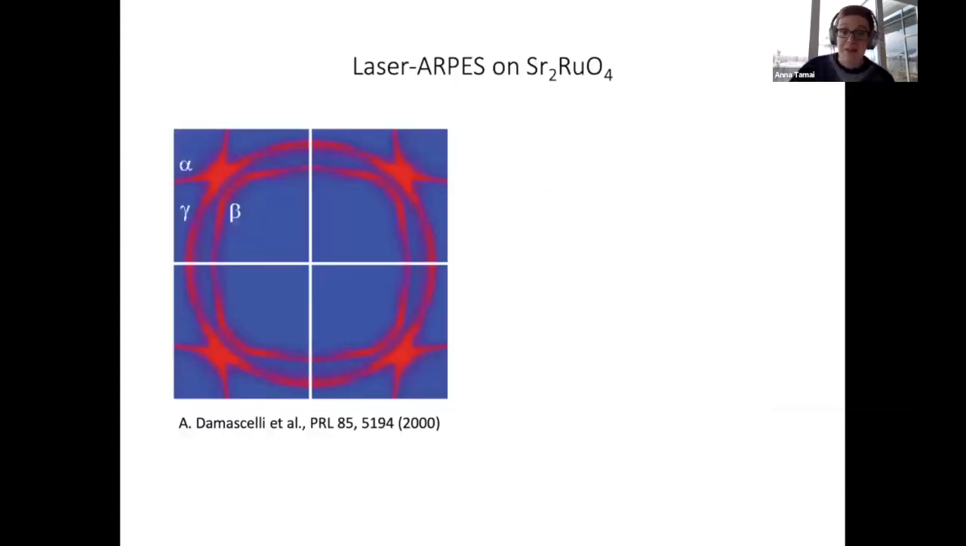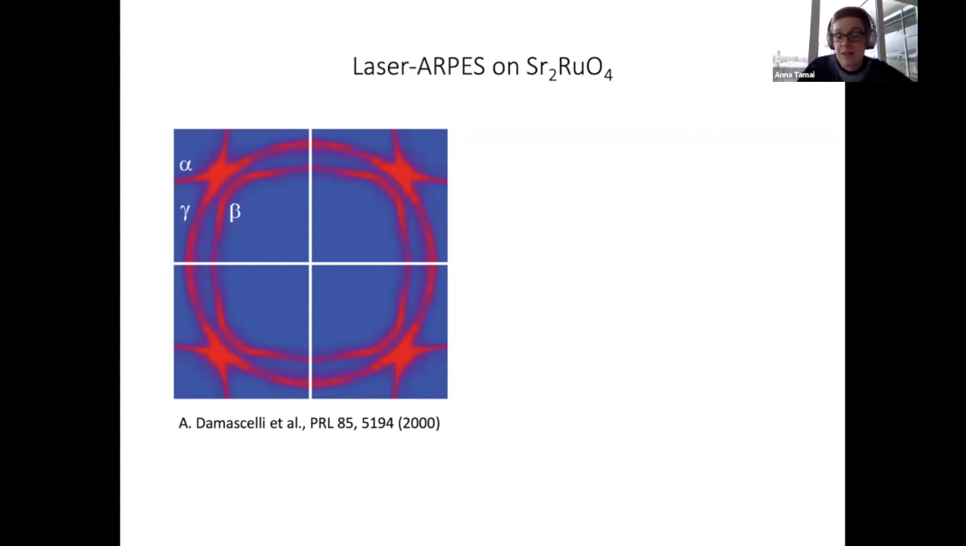I guess most of you are familiar with the ARPES Fermi surface of strontium-2 ruthenium-4. This was measured by Andrea Damascelli basically 20 years ago. It consists of a large round Fermi surface contour called gamma, and two square-like Fermi surfaces called beta and alpha. To zeroth approximation, the gamma band has mostly dxy character, and the beta and alpha bands have mostly dxz and dyz character.